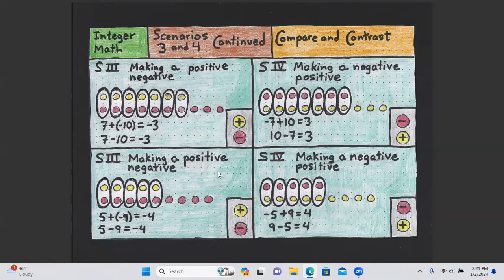And there you have it. There is our continuation of scenarios 3 and 4. You have been given a lot of information, and I wouldn't blame you if you paused the video just to look at the pictures. Or you can replay the video as many times as you need to gain a deeper understanding of this concept.